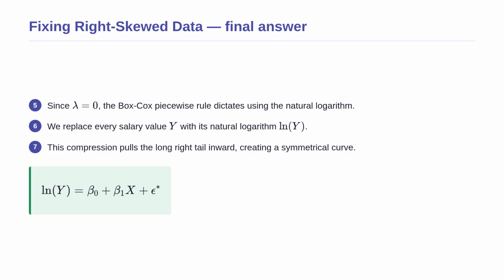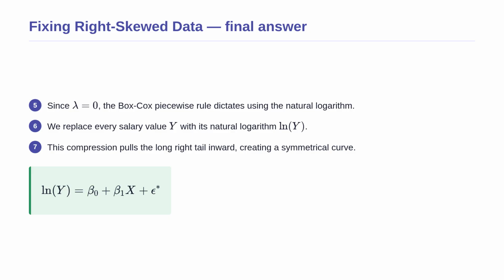Continuing with our salary model, we know our optimal parameter is 0. Looking back at our Box-Cox piecewise function, the rule states that for a parameter of 0, the transformation simplifies perfectly to the natural logarithm. Therefore, our strategy is to take the natural logarithm of every single salary value in our dataset. By doing this, we compress those extremely high executive salaries, pulling the long right tail of the distribution inward and forcing the data into a more symmetrical, bell-shaped curve.